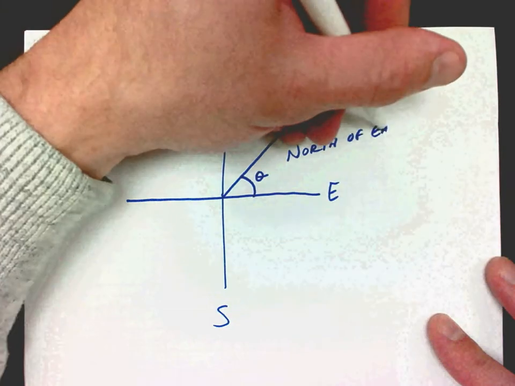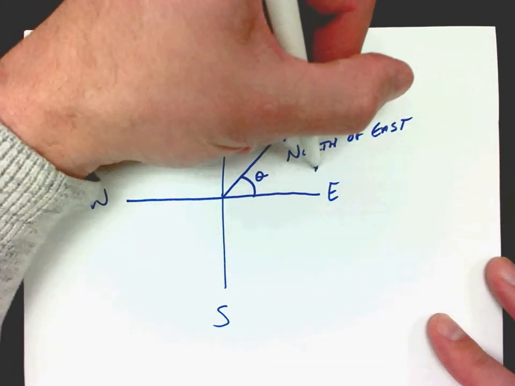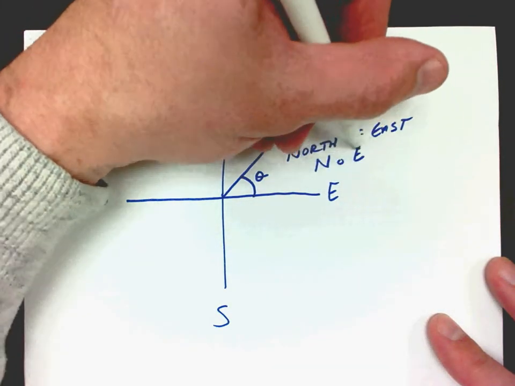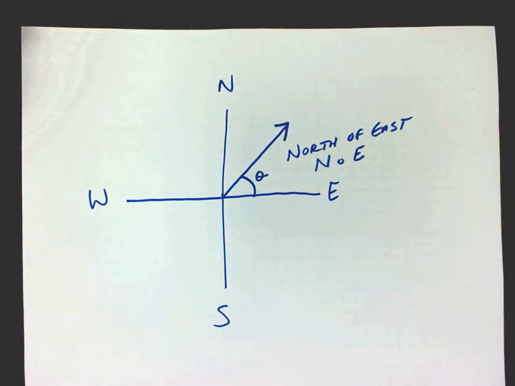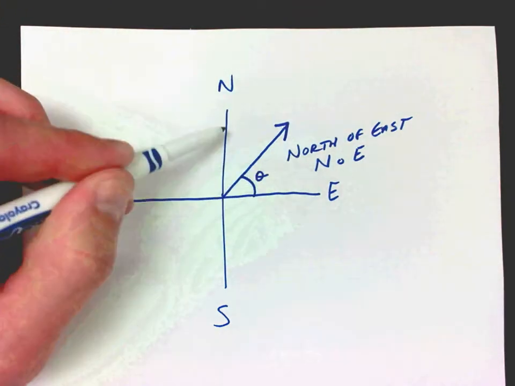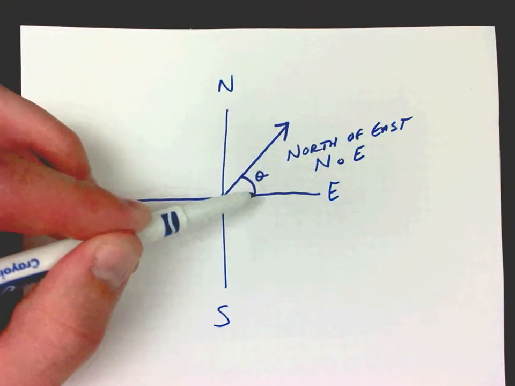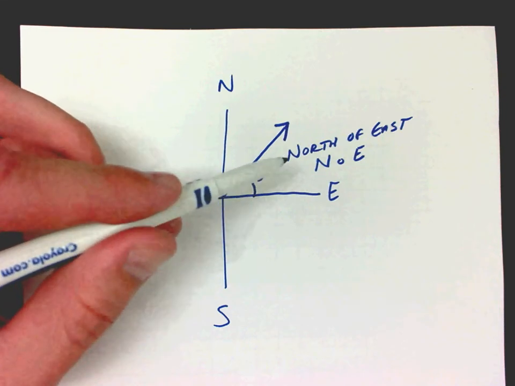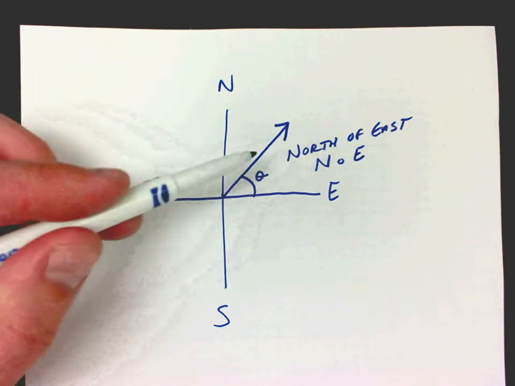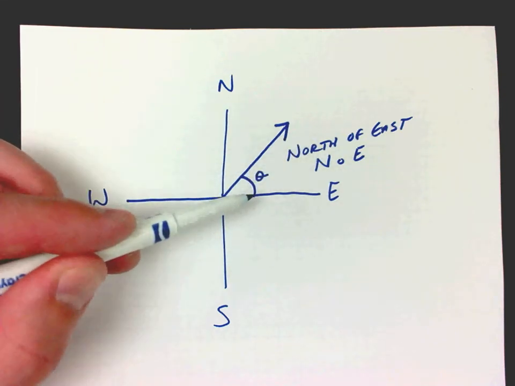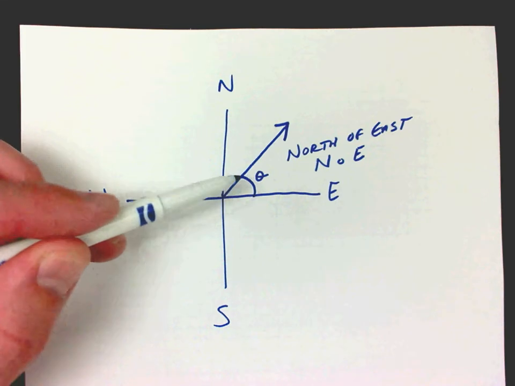So I'm going to just write that out. You can abbreviate that NOE. Notice that we didn't write northeast. Northeast just describes that it's in this area up here, but it doesn't describe where our angle is measured from. So we have to say the "of." North of the east line means that it is measured from this line, and we're talking specifically about this angle.